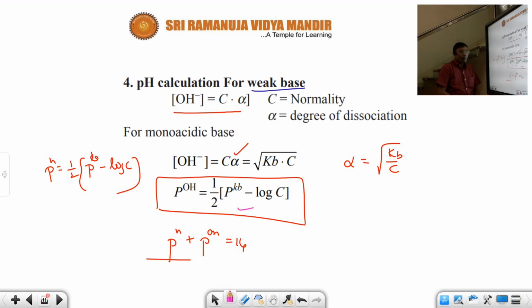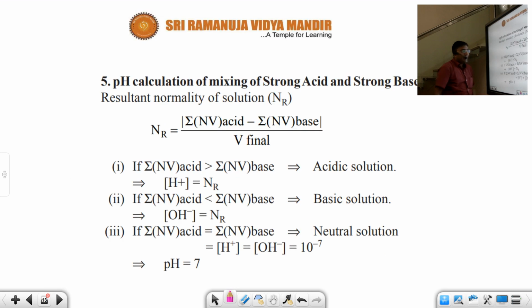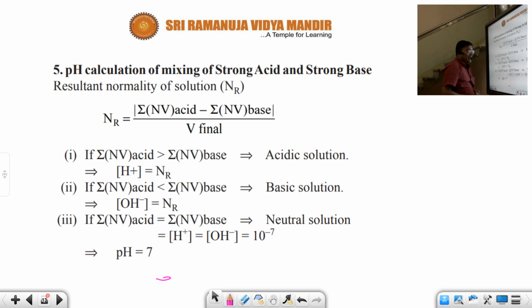So I hope you are clear about strong acids and weak acids or weak bases. For weak acids or weak bases, the pH value depends on the degree of dissociation, which in turn depends on the Ka value. So Ka and alpha play a prime role in deciding the pH.